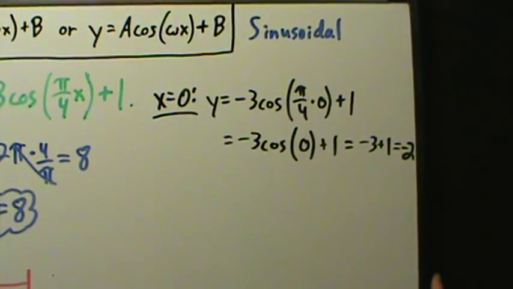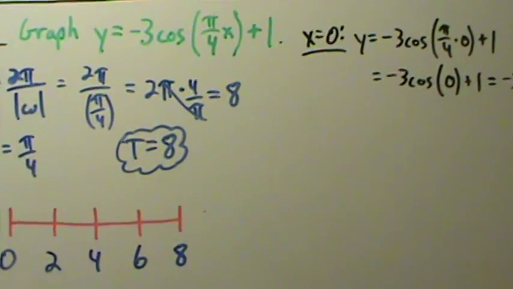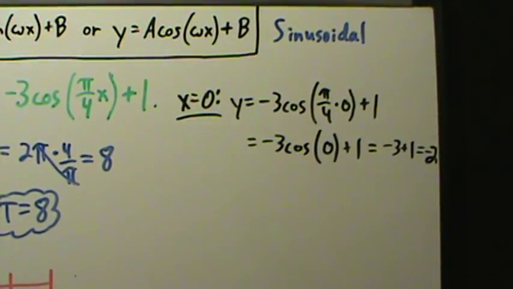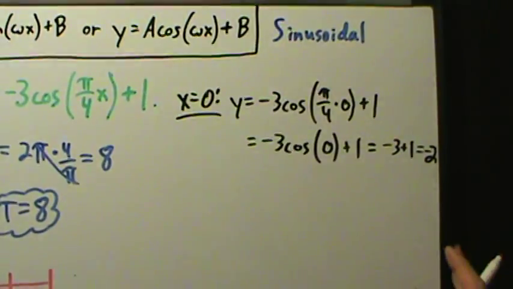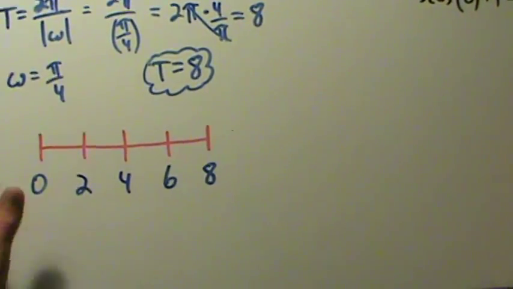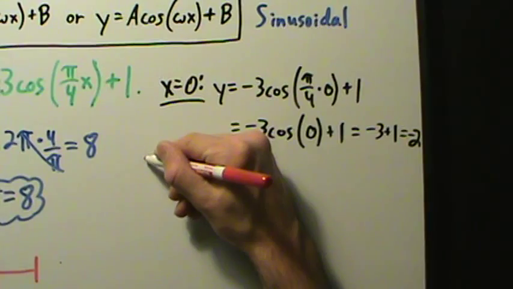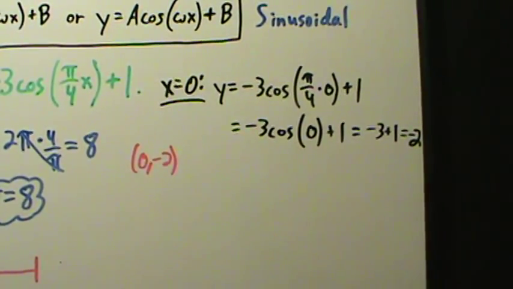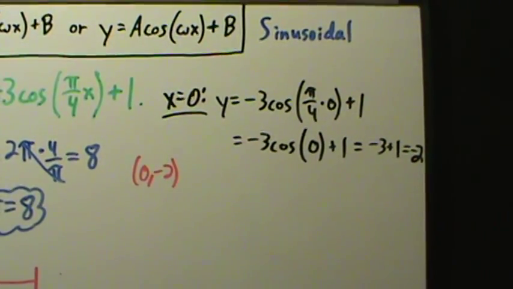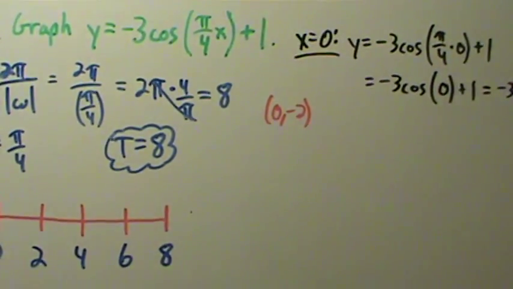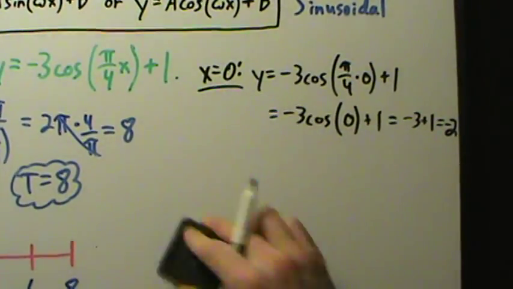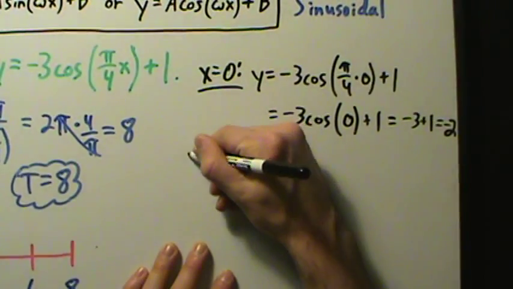So this corresponds to the point, let's write it down over here. When x is 0, y is negative 2. So that corresponds to the point (0, -2). So that's if x is 0. What's the next one? x equals 2. I kind of wrote that in a bad spot, let's get rid of it. We'll just get it all at the end.